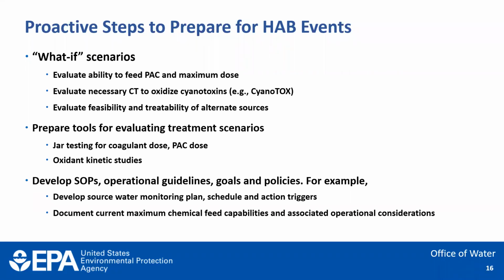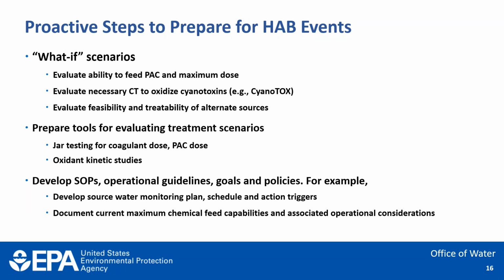So, some proactive steps to prepare for HAB events, and again, this is all along the theme of preparing some kind of documentation, or having a plan of action for when a HAB shows up at your intake. So you can run through some what-if scenarios. I know that someone had mentioned leading up to this training that Idaho had conducted some tabletop exercises with some systems. I have a feeling it was probably something similar to this, where you conduct some what-if scenarios. Can you feed PAC based on your analyses, like the analyses we did today? How much PAC do you think you can feed? And then you can start thinking about your feed line sizes, your equipment, where are my limitations?